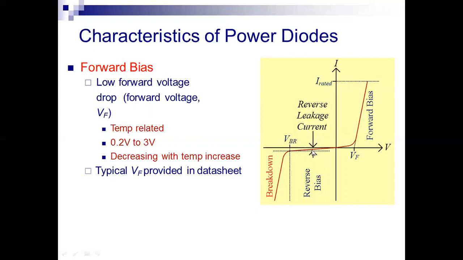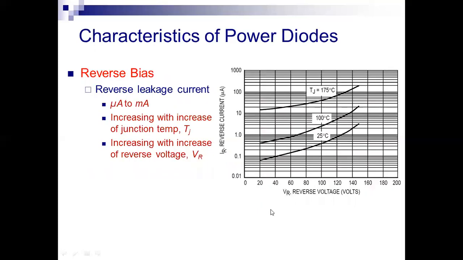Next, when reverse voltage is applied here, there is a breakdown voltage of some value. After that the current increases. In the reverse bias condition, with respect to temperature, the reverse leakage current, microampere to milliampere, increases with an increase of junction temperature and with an increase of reverse voltage. If you observe, with increasing junction temperature and reverse voltage, the values increase here.